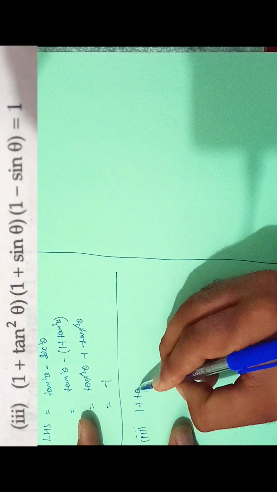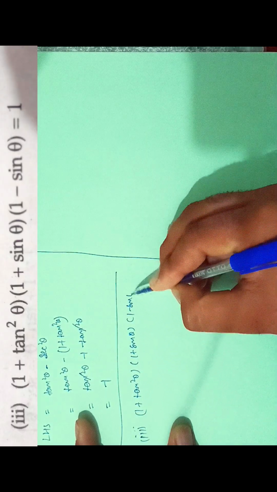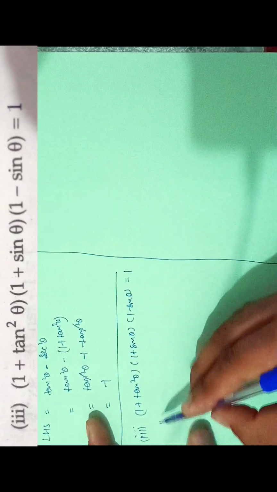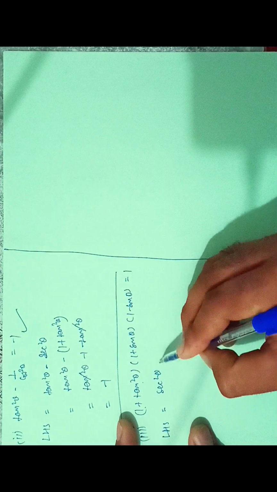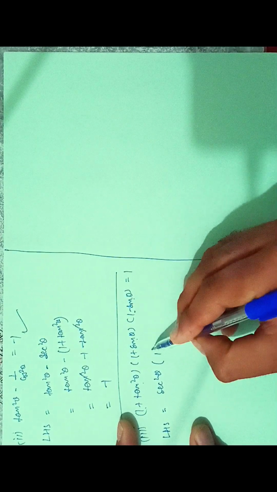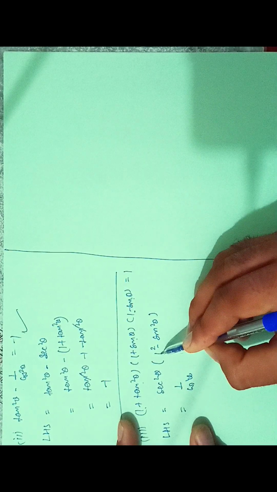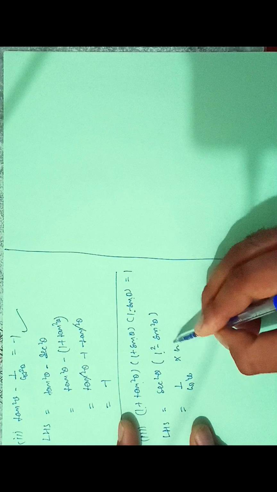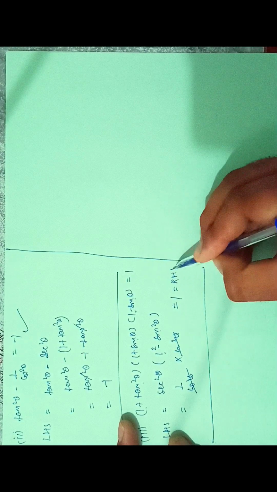Third question is (1 plus tan square theta) into (1 plus sin theta) into (1 minus sin theta), and you have to prove this as 1. Now you can see 1 plus tan square theta is a direct identity, which is the second identity, and instead of this I can use sec square theta. And this is (a plus b) into (a minus b), so it will be a square minus b square. So this will be 1 upon cos square theta, and the square of 1 will be 1, so 1 minus sin square theta, I'll use cos square theta. Cos square theta will be cancelled, and we'll get 1, and you have to prove this one. So it is the right hand side.